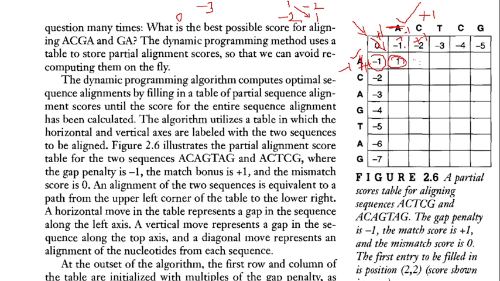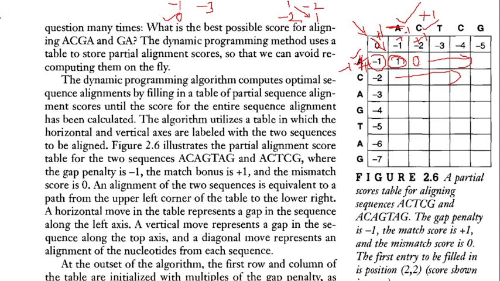Here we will add the diagonal one. It is mismatched. C and A is mismatching. So -1 plus 0, since the mismatch penalty is 0, gives -1. So we have 3 values. Which one is the highest one? 0 is the highest one. So we will fill here 0. Likewise, we will fill each row like this.